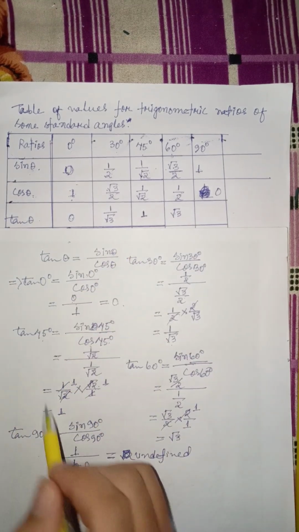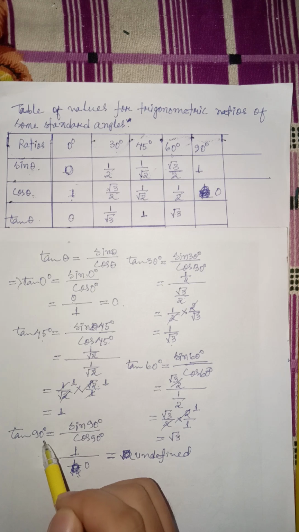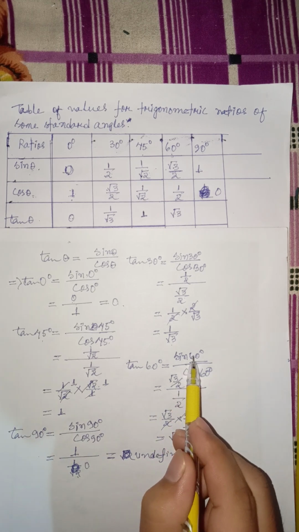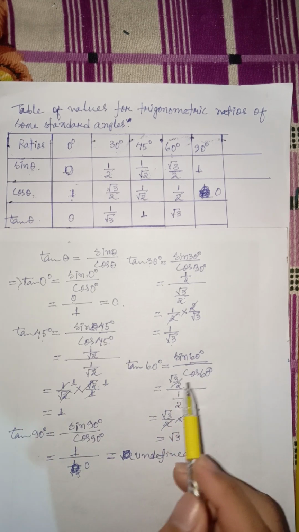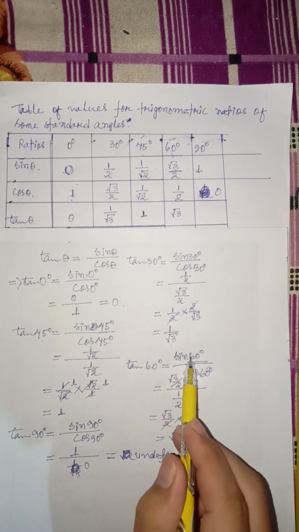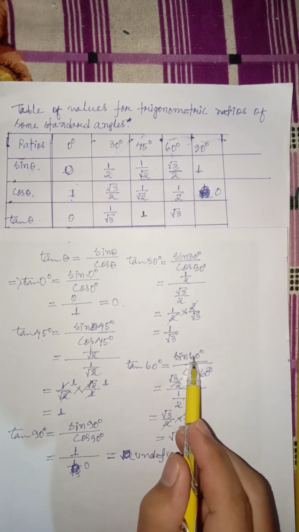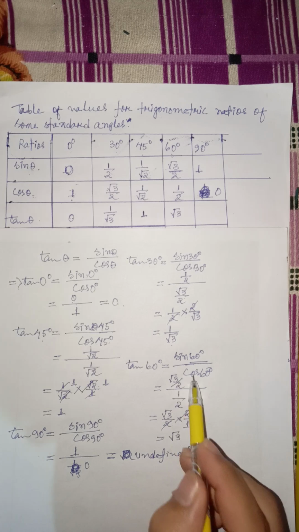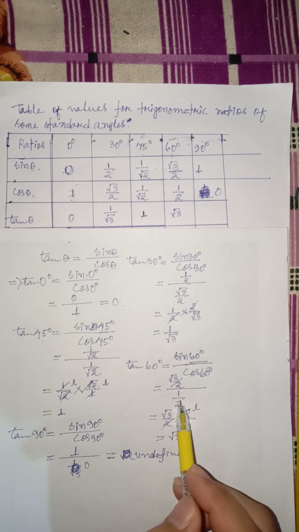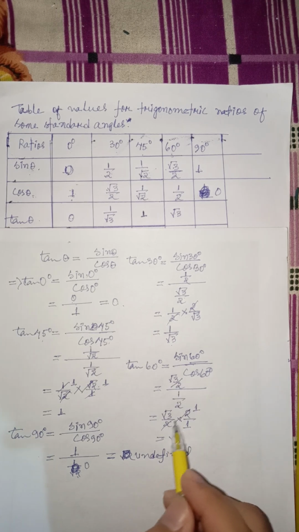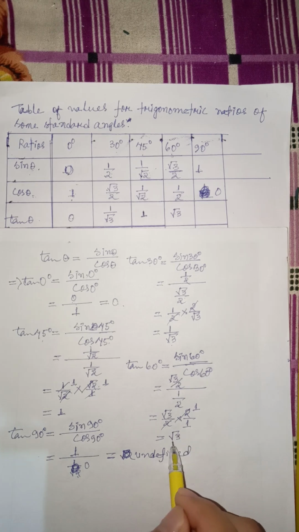Then after that, let us move to tan 60 degree. Tan 60 degree will be sine 60 degree by cos 60 degree. What is the value of sine 60 degree? It is root 3 by 2. Cos 60 will be 1 by 2, right? And after cancelling all these things, what is left with us? It is root 3. Thus the value of tan 60 that we got from this is root 3.